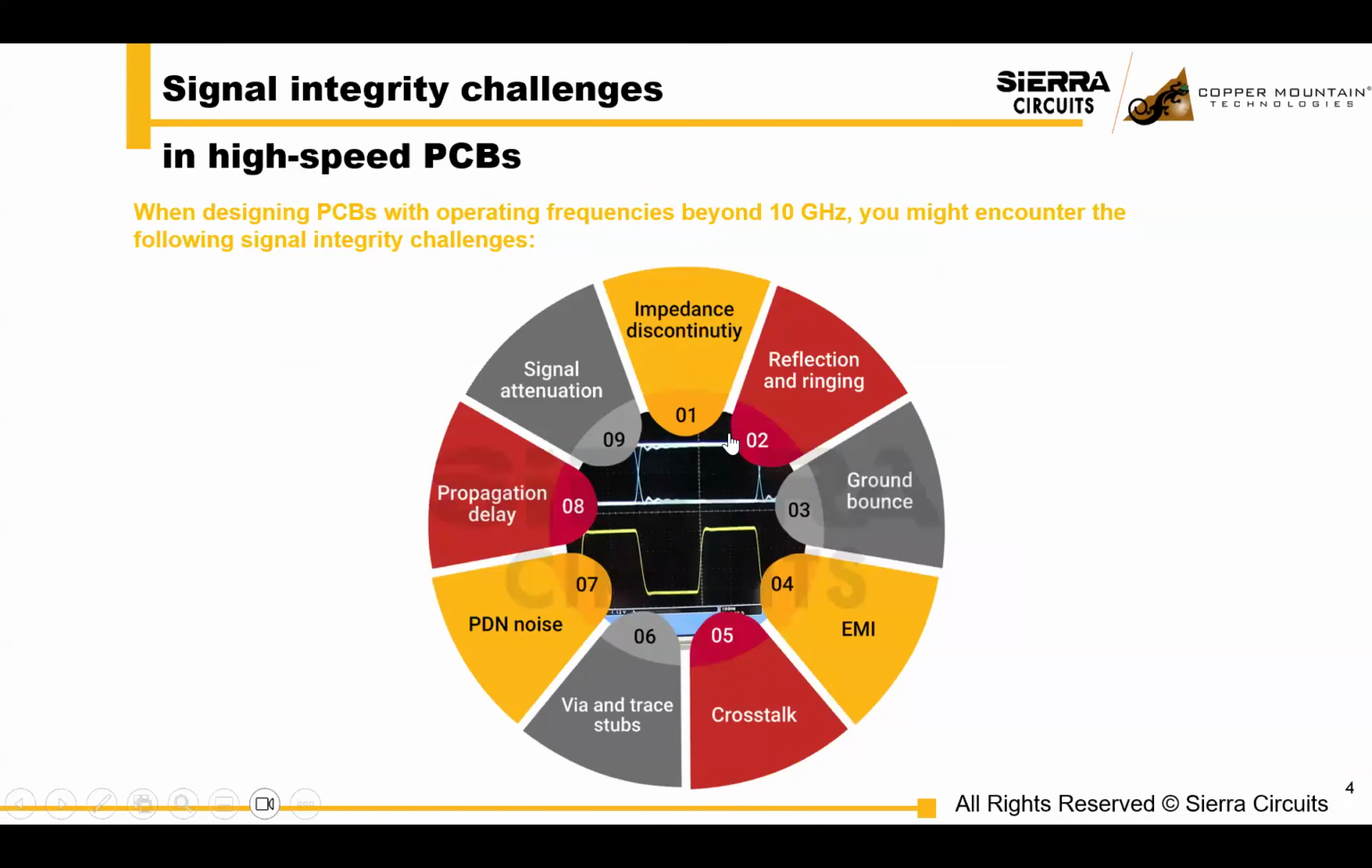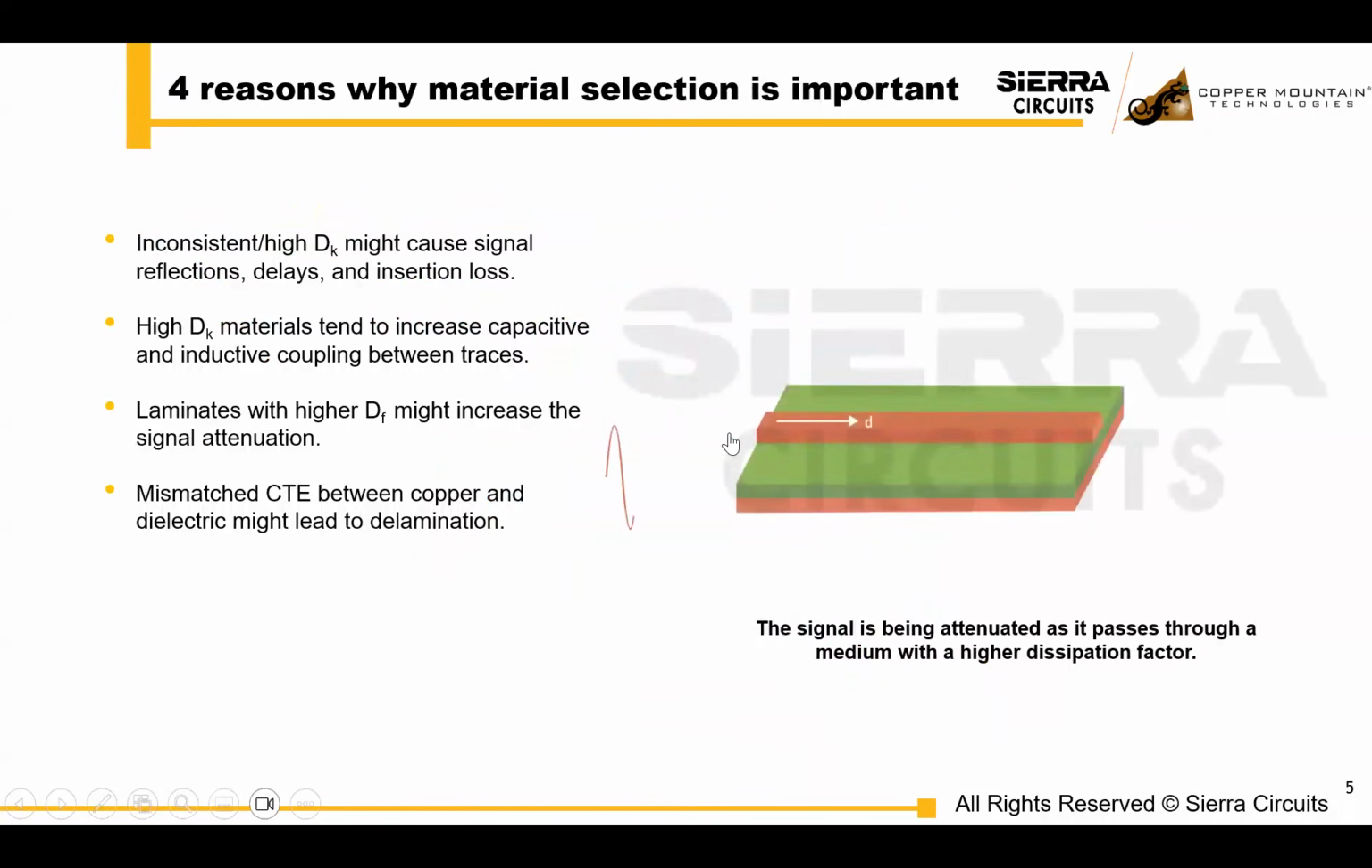So what signal integrity challenges do you have in high-speed PCB designs? Well, when PCBs are operating at even frequencies beyond 10 gigahertz, several critical signal integrity challenges arise, such as impedance discontinuities, crosstalk, signal reflection, and even EMI. So when the decay isn't uniform across the board or is too high, it can lead to signal integrity issues.